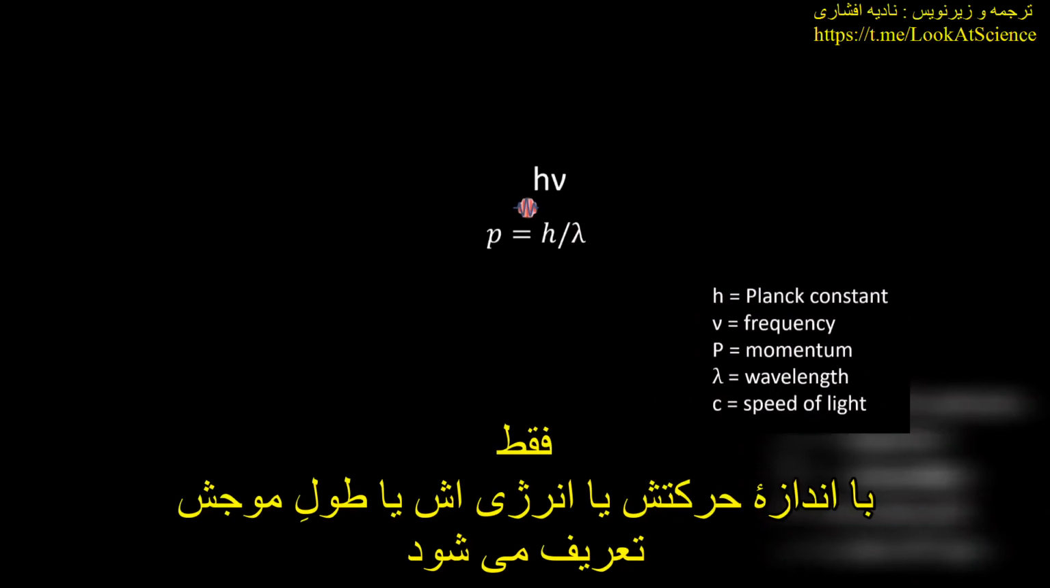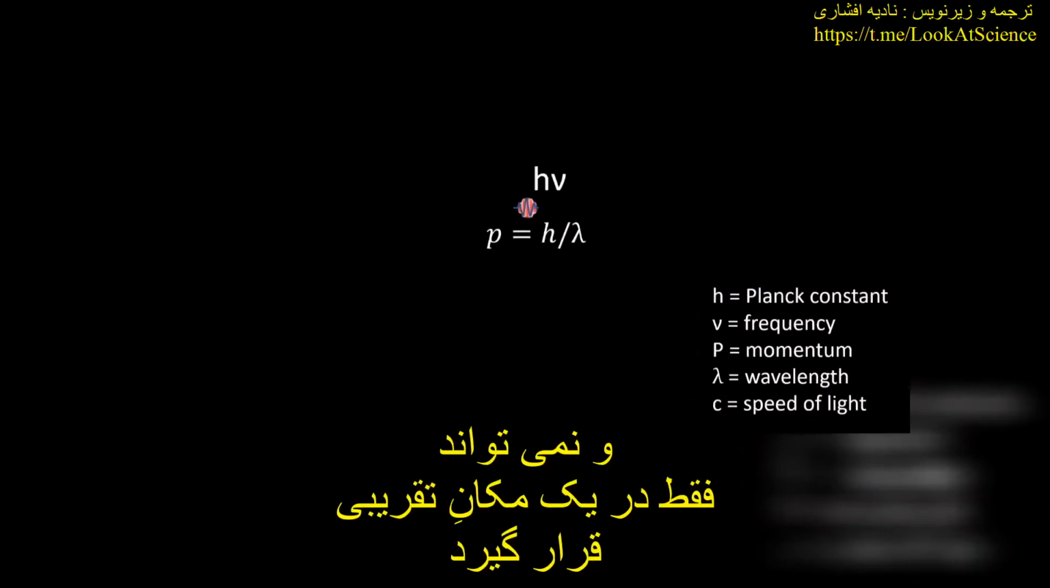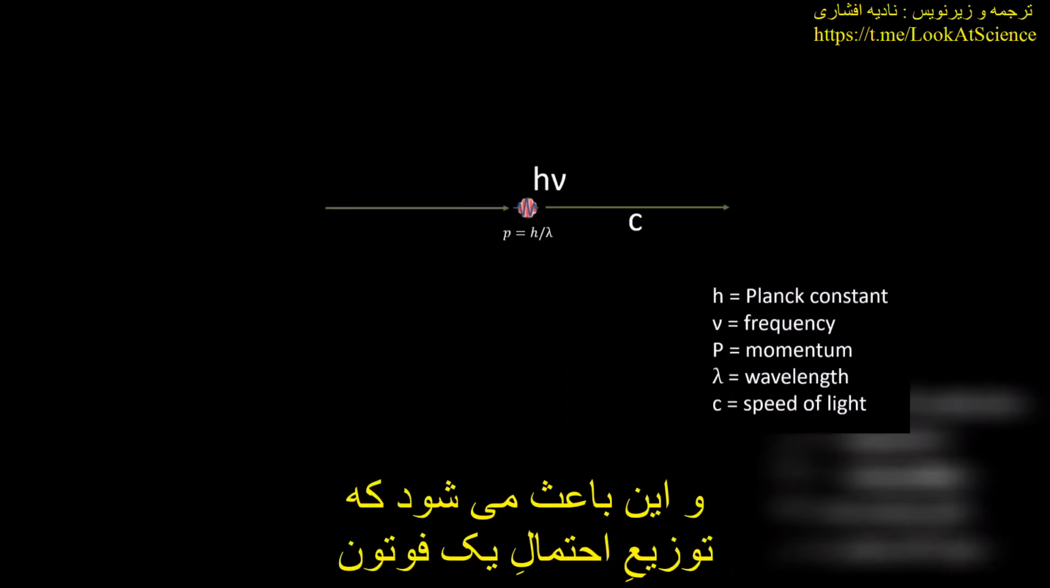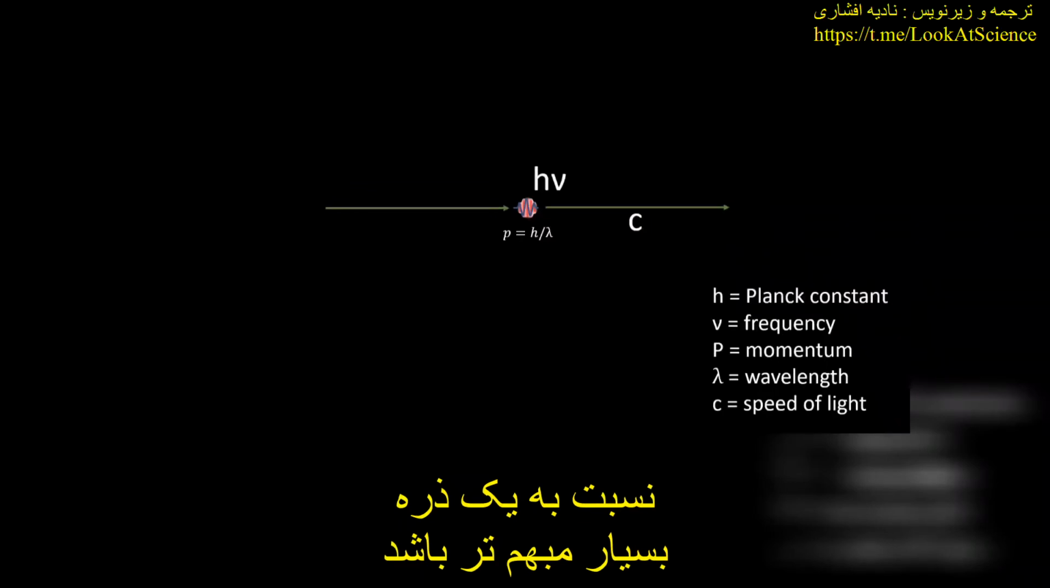A photon is actually quite different from an electron in the sense that a photon is not bound to a center of mass because it doesn't have any. It's just defined by its momentum or energy or wavelength, and it can't just sit around in one approximate location. In order for it to exist, it must always travel at the speed of light. And this makes the probability distribution of a photon much more elusive than that of a particle.